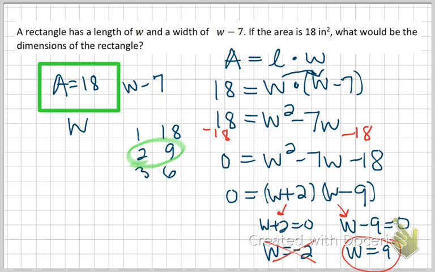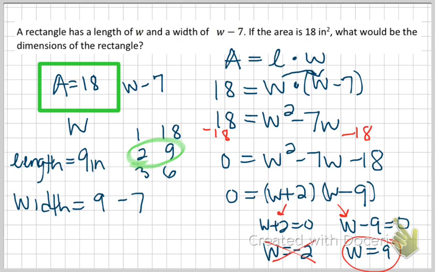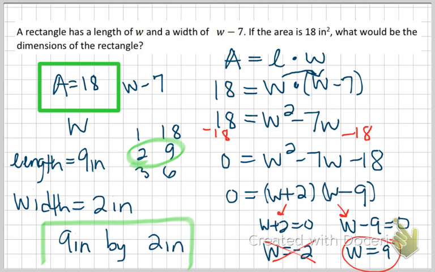w is 9. So we're saying that w is 9, and you got to remember, they said the length was w. Well, we just found out that w is 9, so the length is 9 inches. The width, they said, is w minus 7. Well, since we found w, we know that w is 9. 9 minus 7 is 2. So this is 2 inches. So the dimensions are 9 inches by 2 inches. And that is how we solve this problem here.